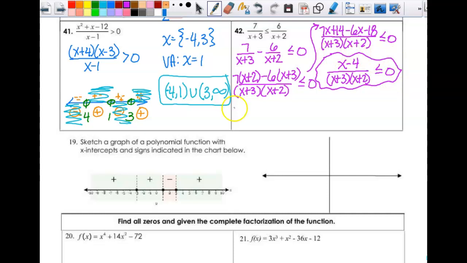My zeros is just positive 4. My vertical asymptotes, I got x equals negative 3, x equals negative 2. So all that goes on my number line.